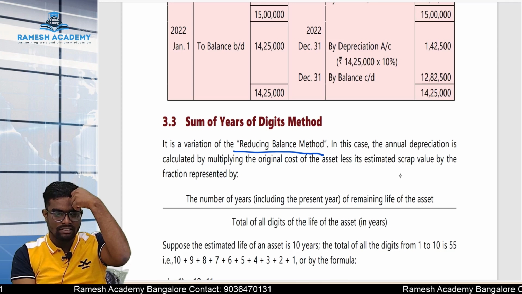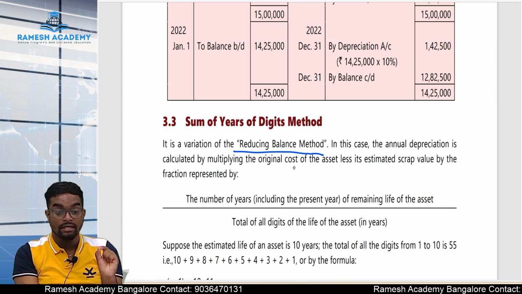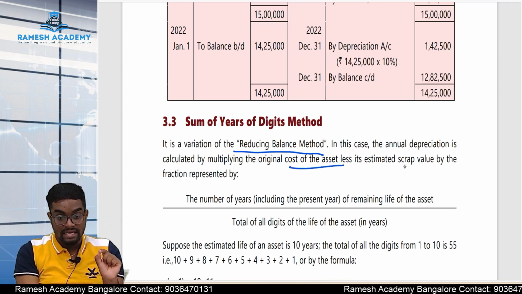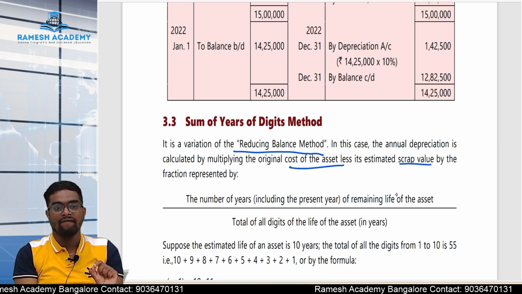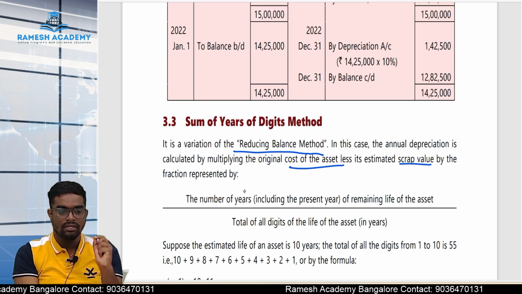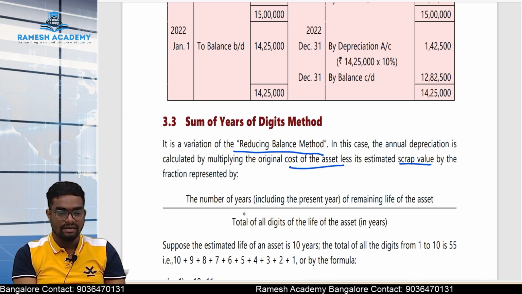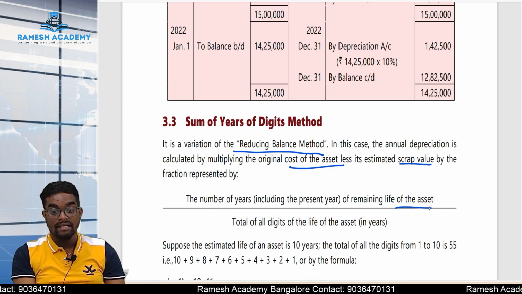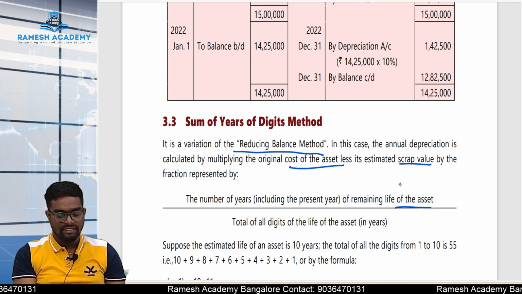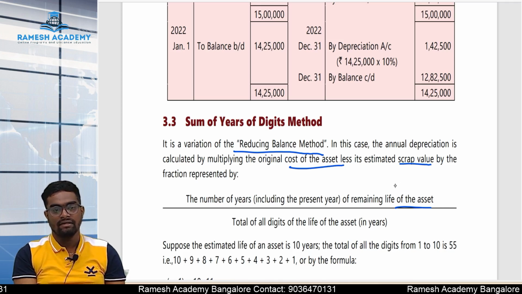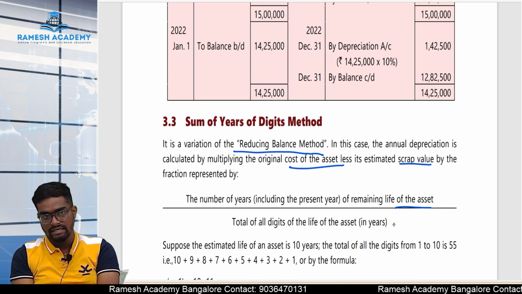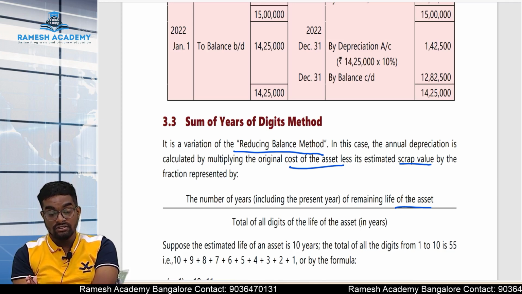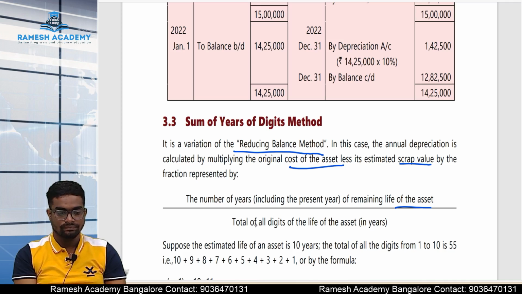In this case, the annual depreciation is calculated by multiplying the original cost of the asset less its estimated scrap value, because that is the depreciable amount, by the fraction represented by the number of years, including the present year, of the remaining life of the asset. So if it is at year 1, what is the remaining life? 10. At the second year, 9. At the third year, 8. At the fourth year, 7. It will be so on.